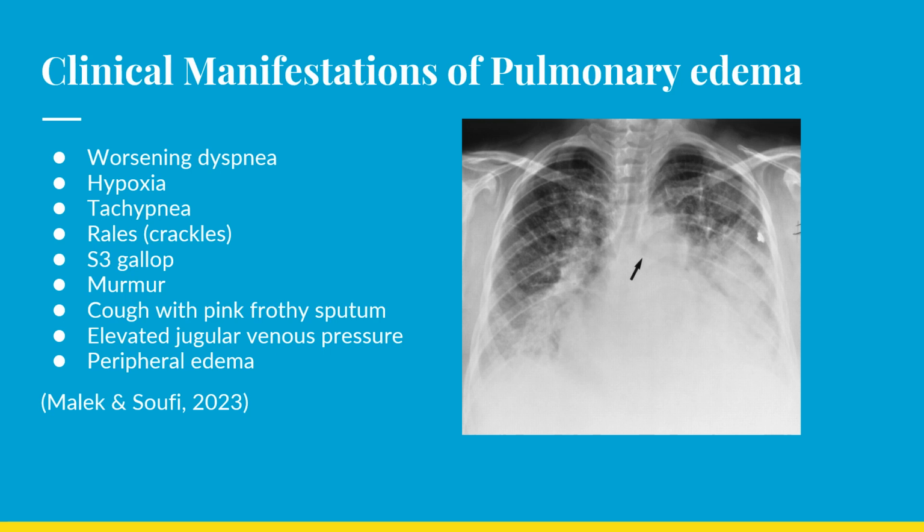Clinical manifestations of pulmonary edema. Auscultation assessment in patients with respiratory symptoms, noting any fine or coarse crackles, is important to determine the next step in the management. Any patient with worsening dyspnea, hypoxemia, tachypnea, S3 gallop, murmur, cough with pink frothy sputum, elevated jugular venous pressure, and peripheral edema should be evaluated for pulmonary and cardiac etiology.